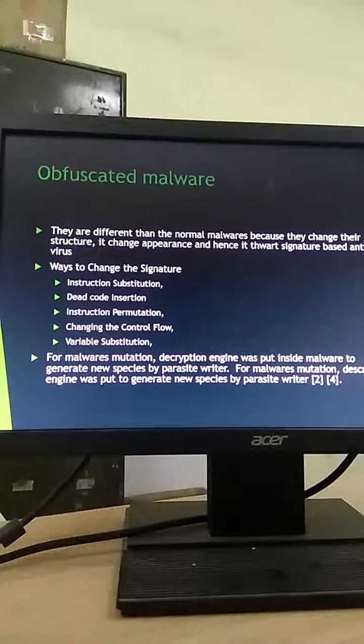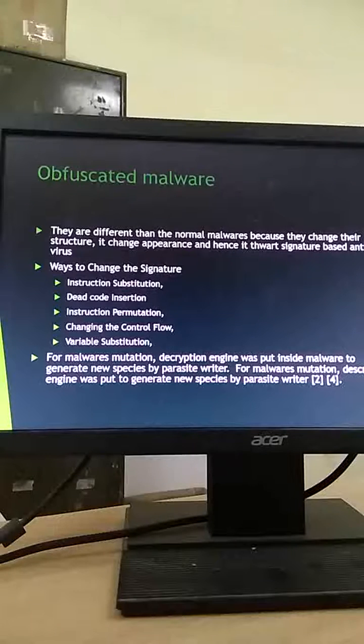Now, what is an obfuscated malware? They are different from typical malware in that they change their structure. The internal structure will change, so its appearance is changed, and so its signature is changed. So all the antivirus which use signature based architecture will not be able to detect it, because when one malware goes into another environment, it changes structure. How it changes structure is below, ways to change the signature.